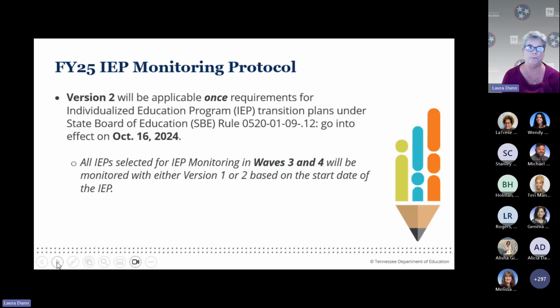Version 2 will be applicable once requirements for the IEP transition plan go into effect. So version 2 will be available and will be applicable after October 16th, 2024. All IEPs selected for IEP monitoring in waves 3 and 4 will be monitored with either version 1 or version 2 based on the start date of the IEP.